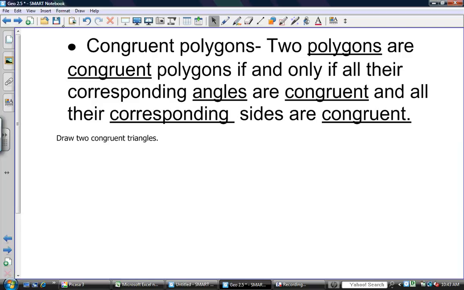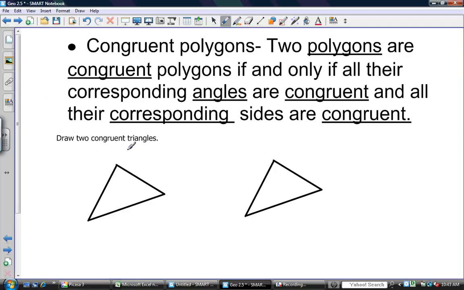Congruent polygons: two polygons are congruent polygons if and only if their corresponding angles are congruent and all their corresponding sides are congruent. So both those need to be true. So if I draw some two congruent triangles, I will draw one triangle down here, and just so I know for sure it's congruent, I'm going to copy it and paste it. I know on your paper you can't copy and paste, but do the best you can.